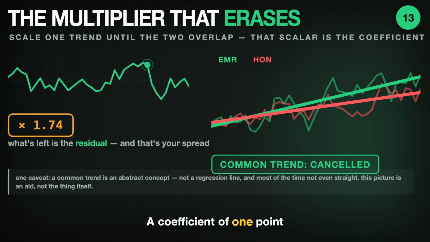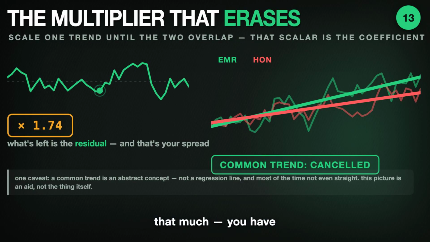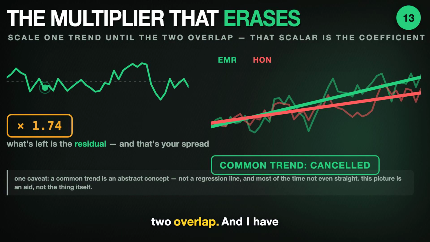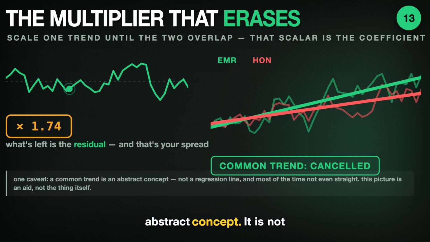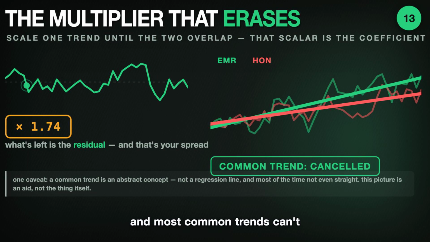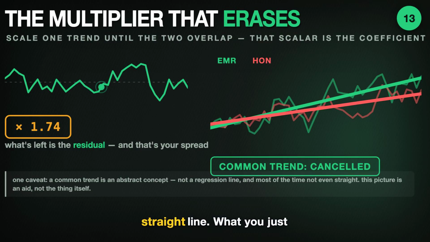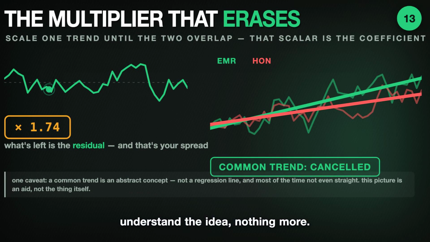A coefficient of 1.74 means Honeywell's trend is gentler than Emerson's by that much. You have to scale it by 1.74 before the two overlap. And I have to put a caveat on that picture because it matters. The common trend is an abstract concept. It is not a trend line in the sense of a regression line, and most common trends can't even be drawn as a straight line. What you just watched is a way to understand the idea, nothing more.